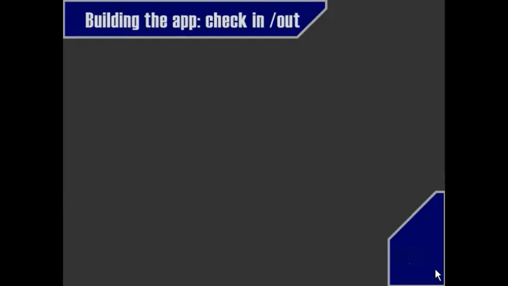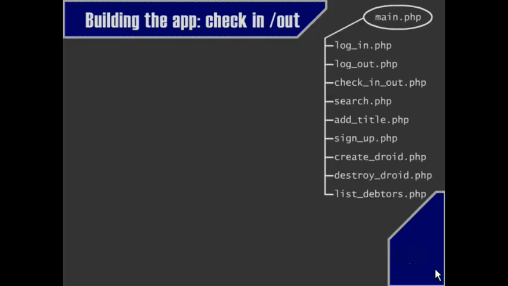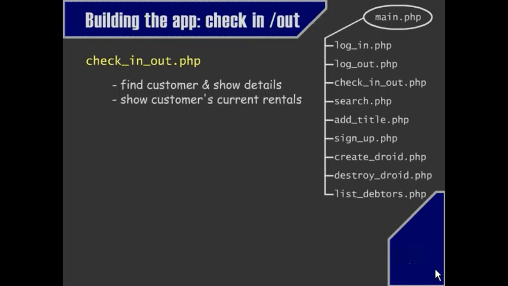Now we're going to look at a more complex function of our application. This is the check-in-out script, in which the employee is able to check a video in or out of the video shop. The first thing that they need to be able to do with this part of the application is to bring up our customer's details so that they'll know who to check the video out to. They'll also need to see the customer's rentals and see whether any of those are overdue and so on.